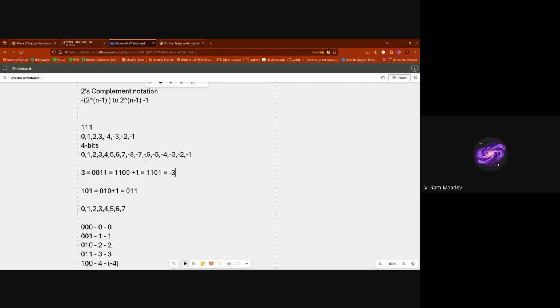With that many bits, you can represent a larger range. And what is that range? 2 power n minus 1, minus 1, this part. Correct? And then minus 2 power n minus 1. So for 4 bits, n minus 1 is 3, and minus 2 power 3 is minus 8. Correct?